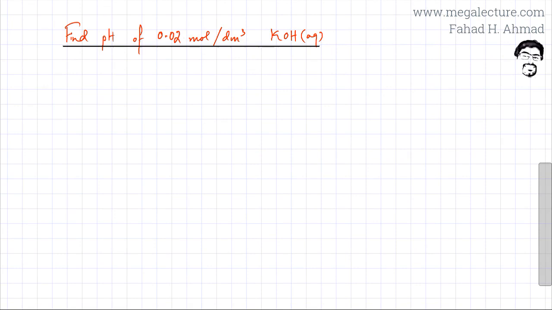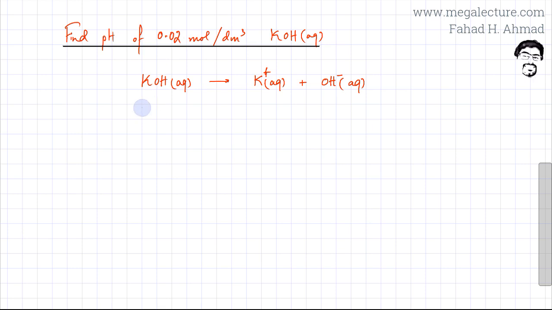Now in this question, I'm going to try and find the pH of an alkali. Now I have KOH, which is a very strong alkali. It fully ionizes, and the concentration of that alkali is 0.02 mole per decimeter cube. So I'm going to write the equation for dissociation of this alkali KOH. In aqueous state, it will produce 1 K+ ion in aqueous state and 1 OH- ion that would also be in aqueous state.